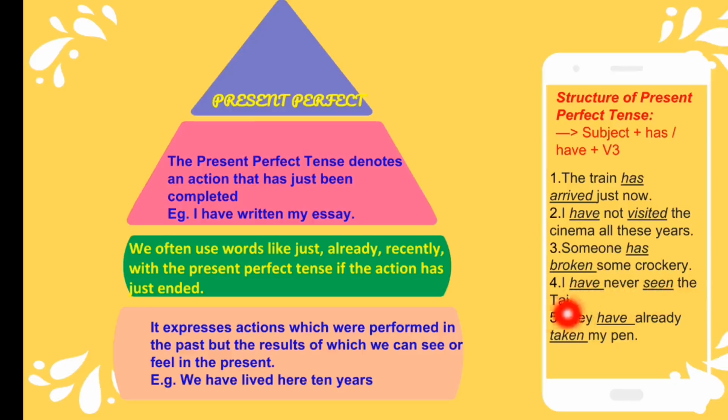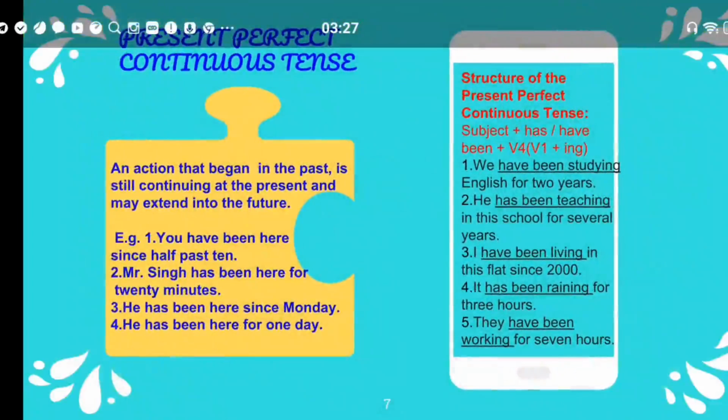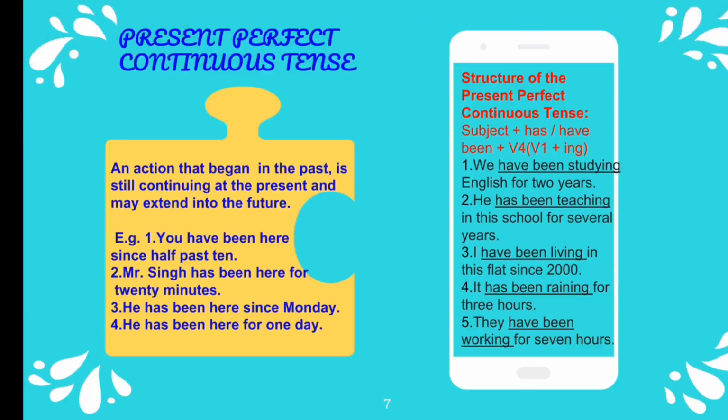Then other things in the sentence. They have already taken my pen. Again, have taken, and you can see the word already over here, right? So these are all examples of present perfect tense. Now let's see the other type, that is present perfect continuous tense, the fourth child, right?